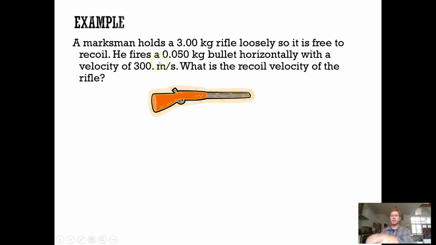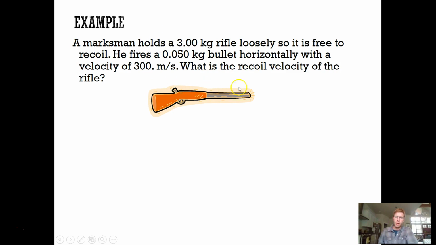So here's someone who decides to just hold a rifle loosely. Maybe they're doing this in a lab in a safe way, and they're going to fire it, and the bullet's going to shoot out one side and the gun is going to recoil as a result. And so he wants to calculate to predict what the recoil is going to be and then see whether or not experiment verifies his prediction.